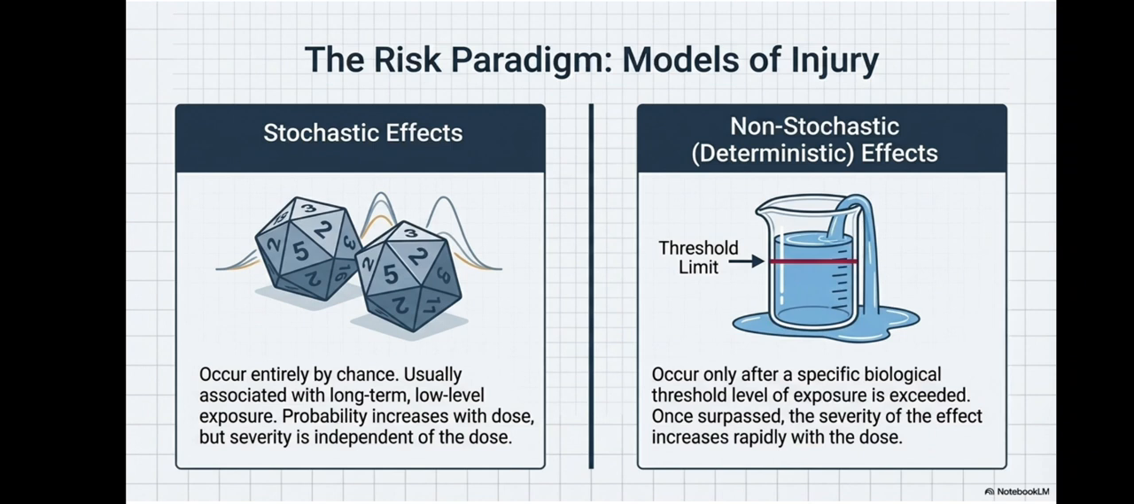Then stochastic effect, non-stochastic effect. Stochastic effect occurs entirely by chance, usually associated with long-term low-level exposure, while non-stochastic occurs only after a specific biological threshold level is exceeded. Probability increases with dose, but severity depends on the dose. The severity of effect increases rapidly with dose.